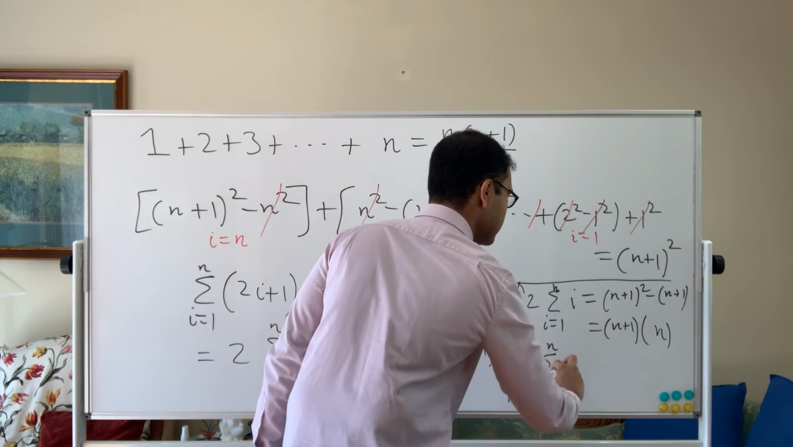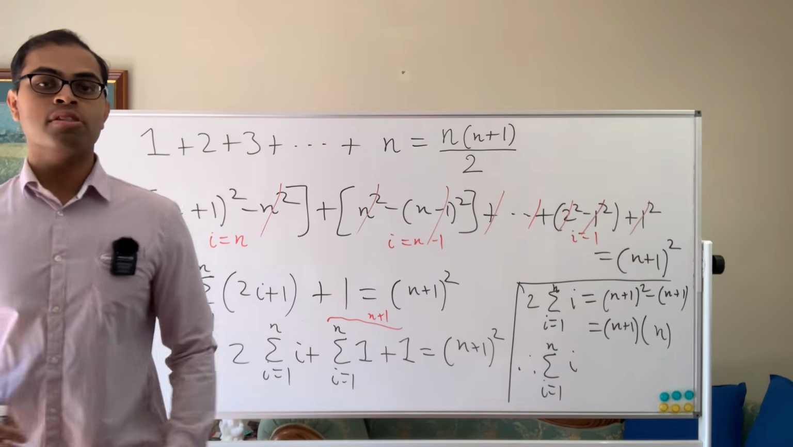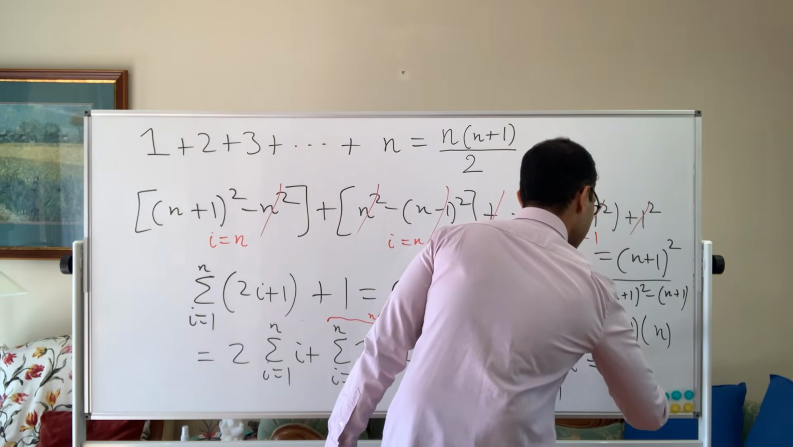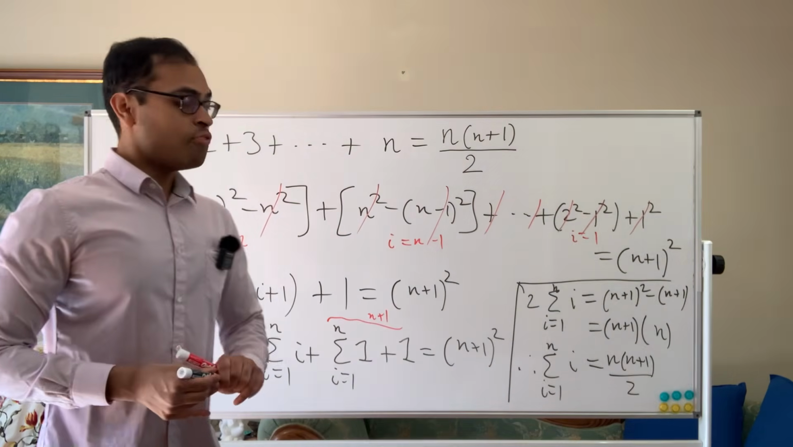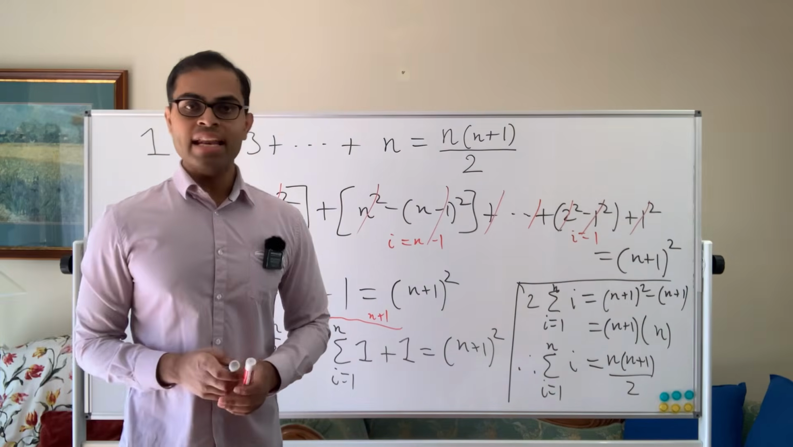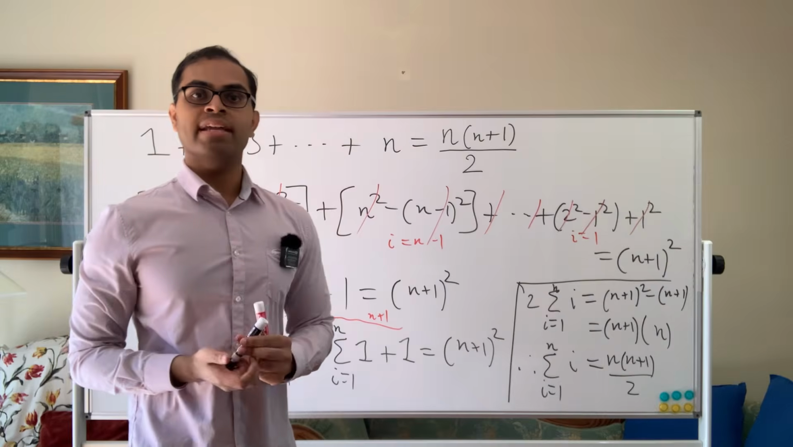And that's therefore going to imply, once you divide by 2 on both sides, that the sum from i equals 1 to n of i, which is just 1 plus 2 plus 3 plus 4 all the way up to n, is going to equal n times (n plus 1) divided by 2. So that's going to be the formula for 1 plus 2 plus 3 up to n, and it's done by this telescoping sum trick that we're going to apply now to find out the next step.